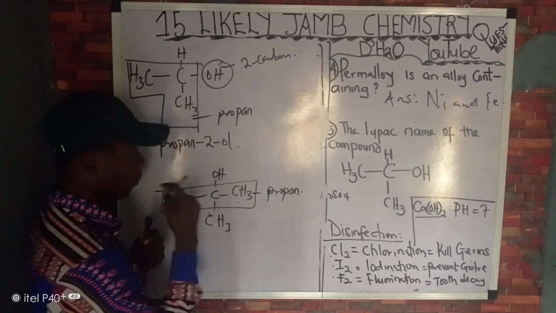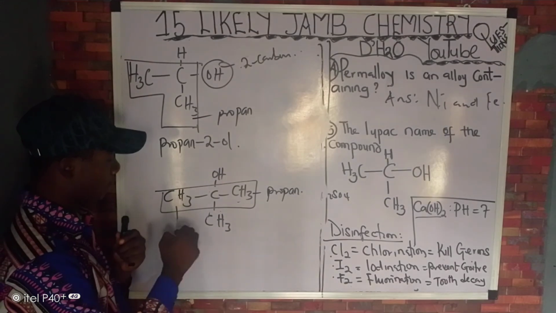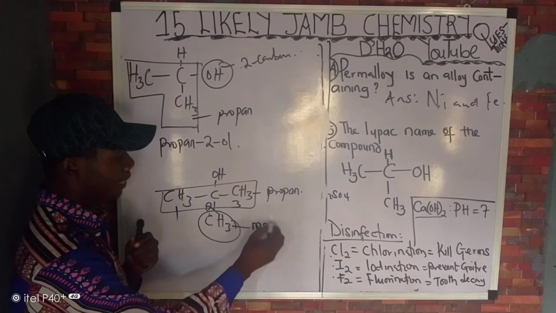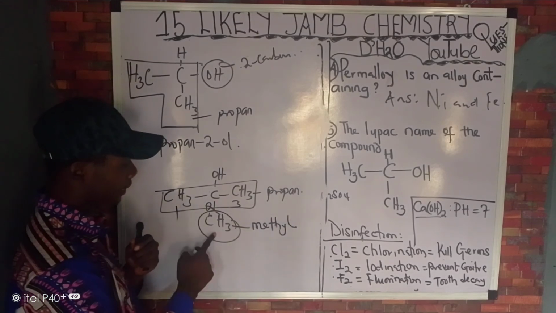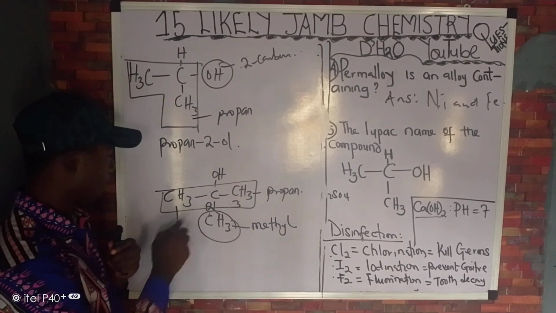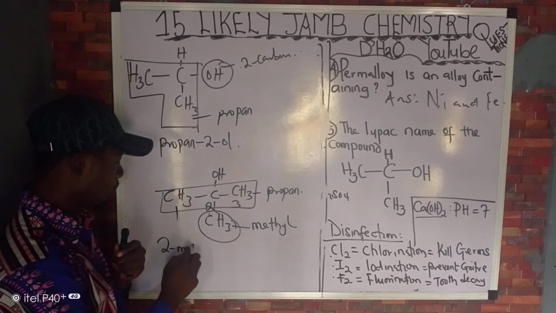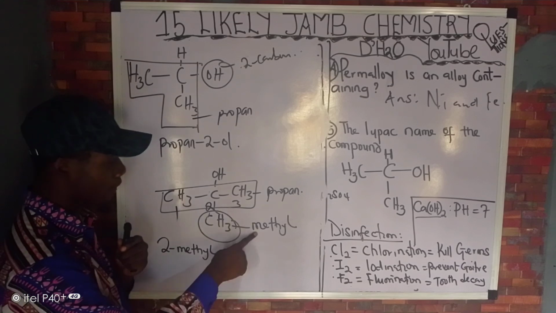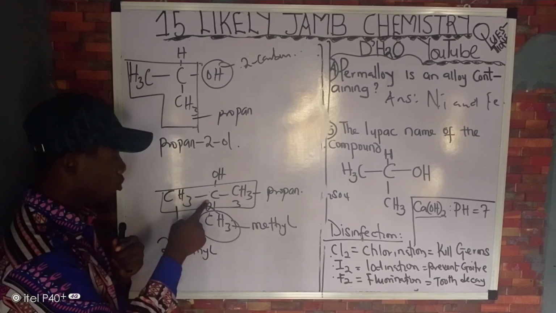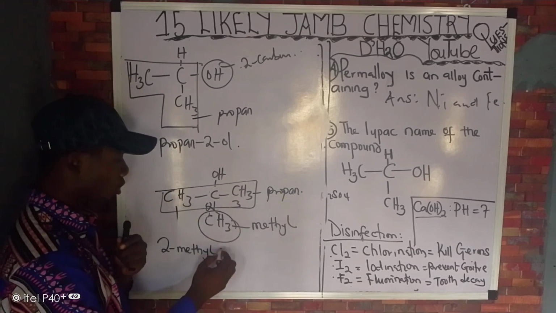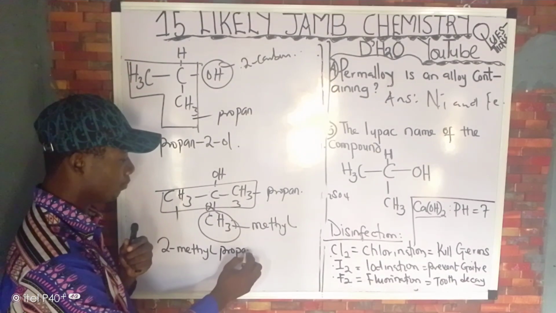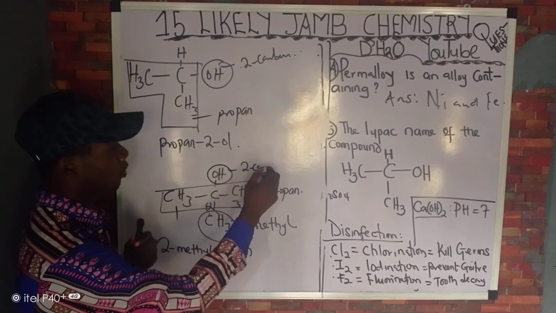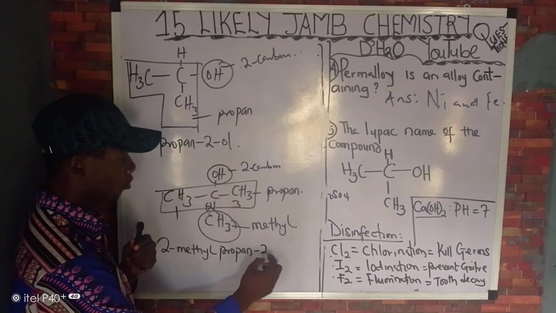Okay? So propan. Now remember, if you number 1, 2, 3, this guy is methyl. You write it down. Now where is the methyl found? Second carbon. So the compound is 2-methyl. Why did I put 2-methyl? It's to indicate that the methyl group is in the second carbon. 2-methyl, then this is your propan. The OH group is at the second carbon. So it will be called Propan 2-ol.